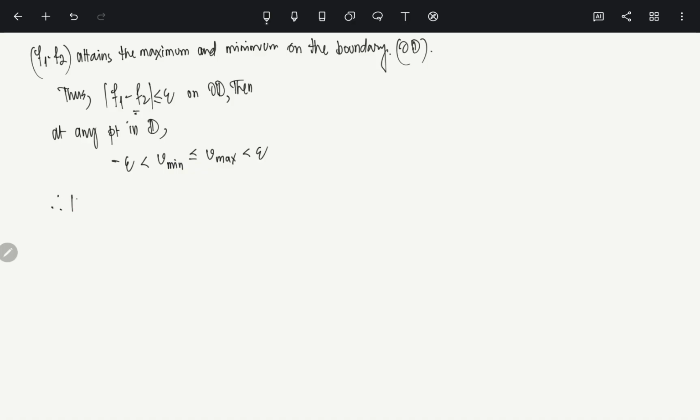Therefore, mod v is less than epsilon in the domain D. If v minimum and v maximum always lie between minus epsilon and epsilon, it means the modulus of v is always dominated by epsilon, and therefore mod u1 minus u2 is also dominated by epsilon. So given epsilon greater than 0, if you start with mod f1 minus f2 less than epsilon, then you can show that the solutions are also sufficiently close to each other.